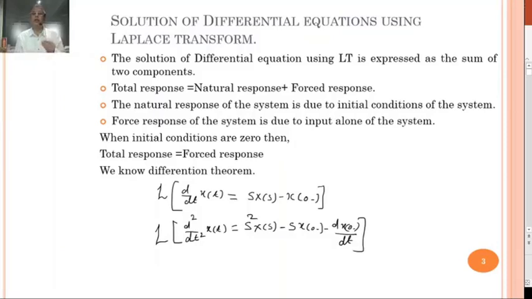Instead of that, we can easily solve the differential equation using the Laplace transform, and automatically we will substitute the initial conditions. This is the beauty of the Laplace transform. Here the total response of the differential equation, or the total response of the system, because the system is represented in terms of the differential equation, is the natural response, which occurs due to the initial condition, and the forced response, which is due to the input or the excitation given to that system. And when the initial conditions are 0, the total response equals the forced response that is due to the input.